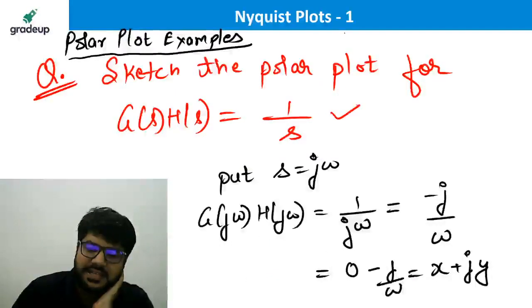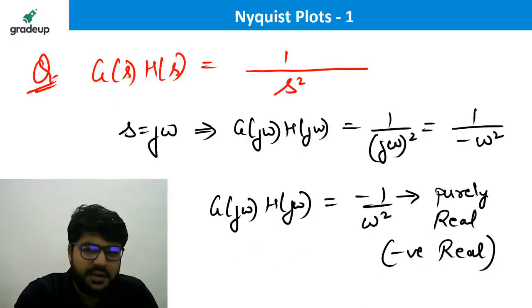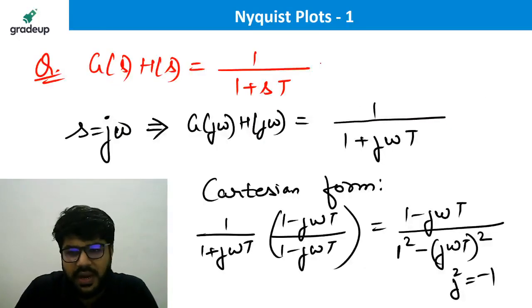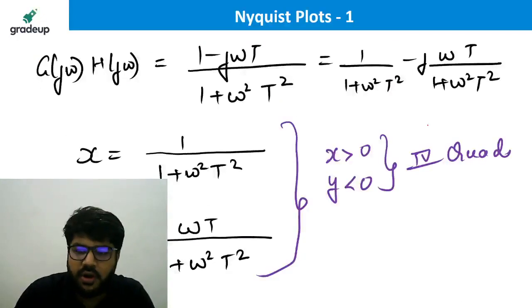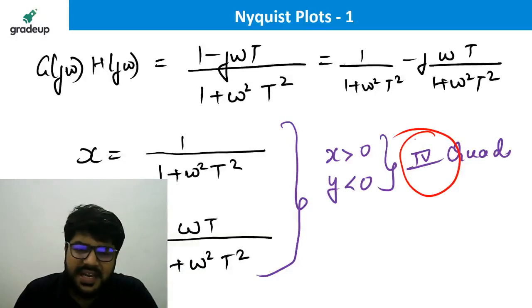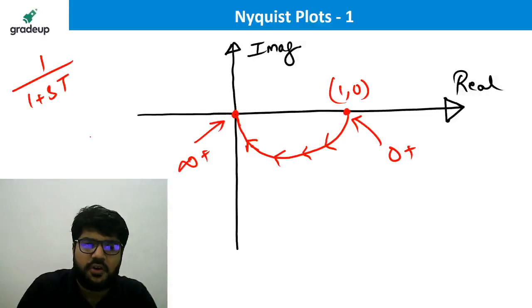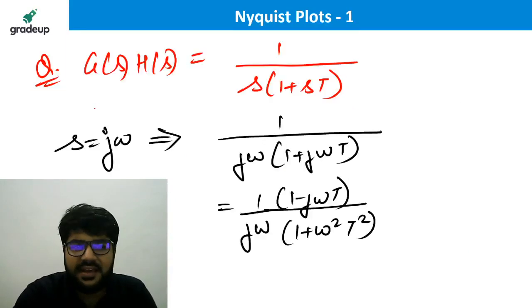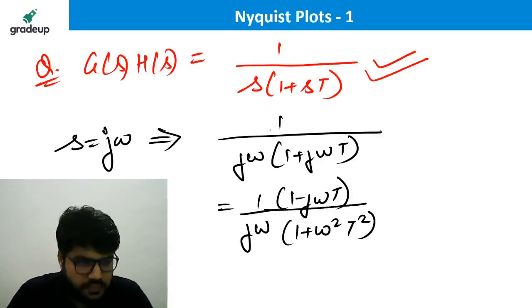Then we started with some examples, like we started with 1 by s, the simple polar plot. We took 1 by s square, the polar plot lying on the negative real axis, and then we took 1 upon 1 plus sT, the polar plot lying in the fourth quadrant. How do we decide the quadrant? This we also discussed yesterday. How do we decide the quadrant of the polar plot? This was the final polar plot for 1 upon 1 plus sT. This is also solved yesterday. And then we took the last case yesterday, that is 1 by s(1 plus sT).